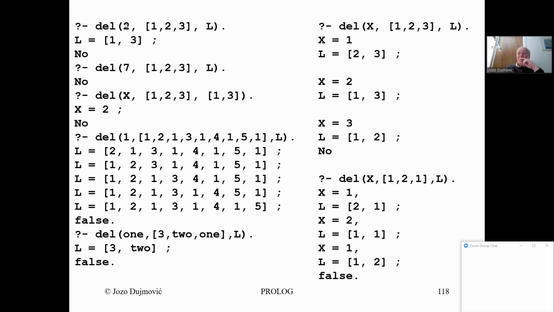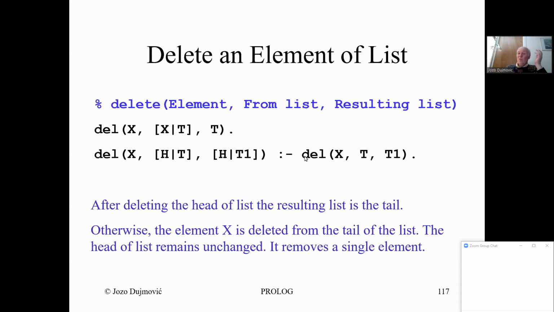Well, the program works like this. Decompose this in head and tail. And then if this element is the head of the list, then the result is the tail. Otherwise, you remove that from the tail. So after deleting the head of the list, the resulting list is the tail. Otherwise, if you cannot remove it from here, then it is in the tail. So again, we come to the same idea that we mentioned many times, and this is that you cannot reach line 2 unless you failed line 1.